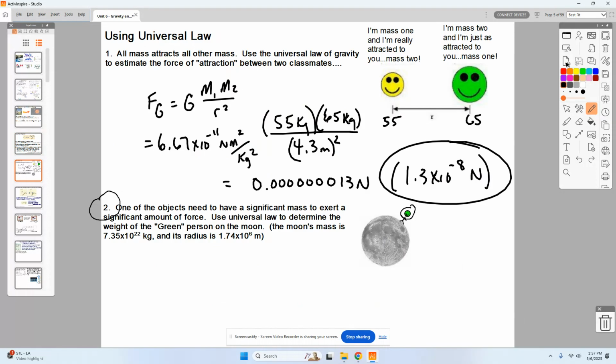And right now what they're doing is they're going to try problem number 2 to try to calculate the weight of that green person on the moon. Okay, so if you're just joining us, that's where we are. Okay, you try it, see if you can get through and do that work. I'm looking for that person's weight on the moon using the universal law of gravity.